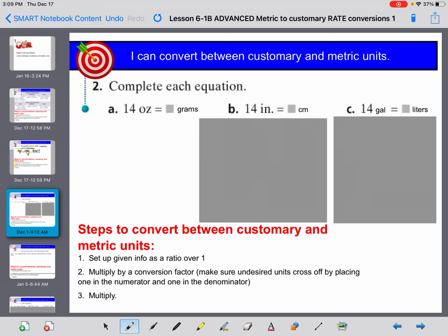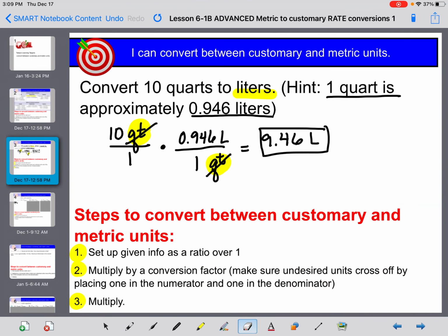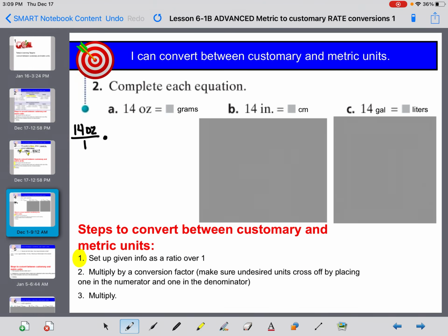Let's try another one. 14 ounces equals how many grams? So step 1, set up the given information as a ratio over 1. 14 ounces over 1. Multiply by my conversion factor. Now, you're just going to look up in your notes. I'm going to look over here. How many grams in ounces? Oh, here I see one. Now you could also use this one, whichever one you want. So let's use 1 ounce is 28.3 grams.